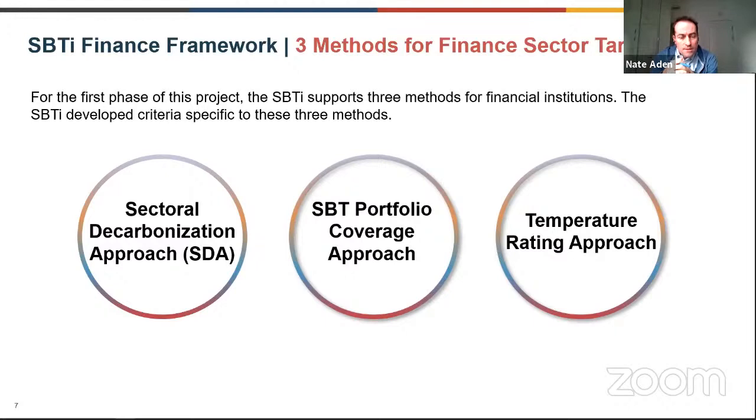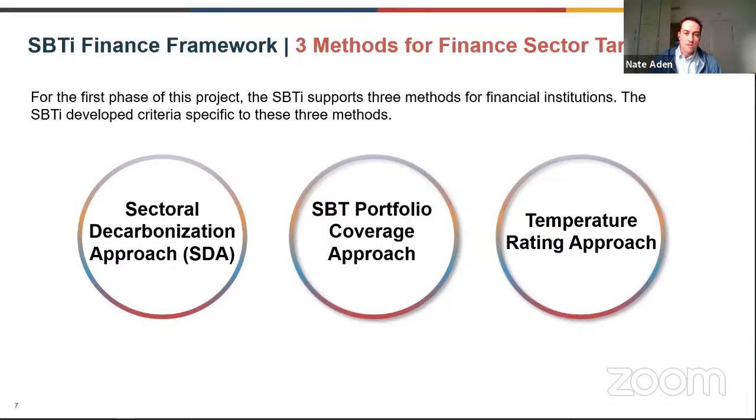So the three methods that we've settled on right now are the sector decarbonization approach, which is a physical intensity-based method that links with particular sectors or products. So for example, gram CO2 equivalent per kilowatt hour of electricity generated, or gram CO2 equivalent per kilogram of steel produced. The second method is the science-based targets portfolio coverage approach, which is the idea that the financial institution engages with their investees to have them set their own science-based targets.